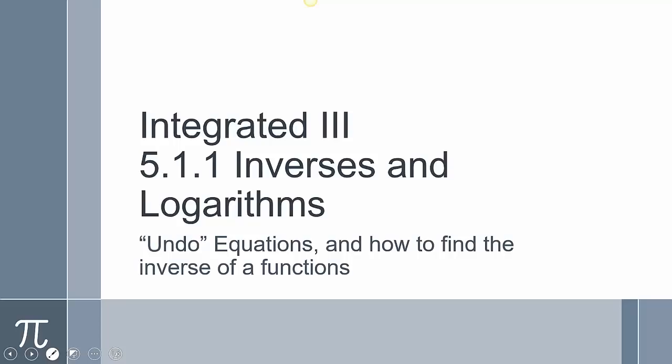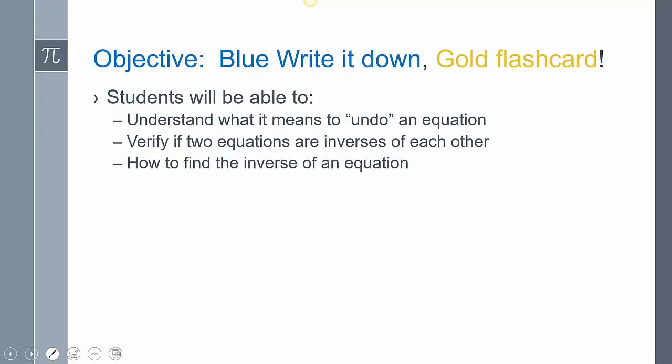New chapter, section 5.11. We're going to be taking a look at inverses and logarithms in this entire chapter. In this section, we're going to talk about this idea of undoing an equation and how it's going to fit into this idea of finding the inverse of a function. By the end of this lesson, you're going to be able to understand what it means to undo an equation, verify if two equations are inverses of each other, and how to find the inverse of an equation.